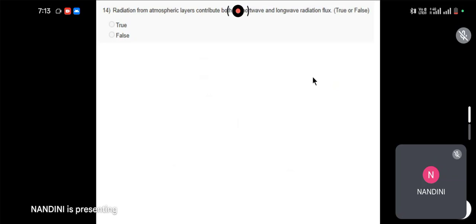Now, the radiation from atmospheric layers contributes to both short wave and long wave radiation flux. You will know that this is false. This is false because the atmospheric layers are transparent to the incoming solar radiation, which is generally in the shortwave range, whereas they only interact with the outgoing long wave radiation, which is in the infrared range of the spectrum. So the atmospheric layers only contribute to the long wave radiation flux. They don't contribute to the shortwave radiation flux. So this is false.